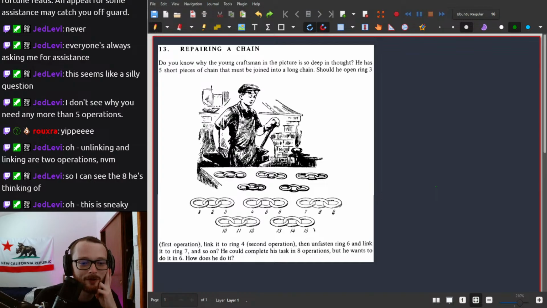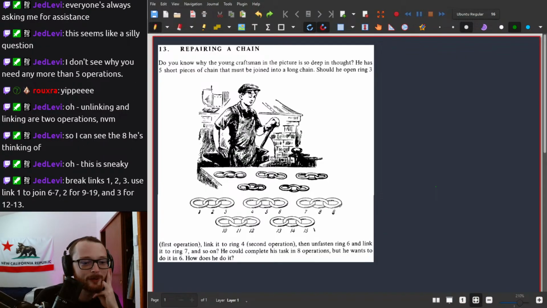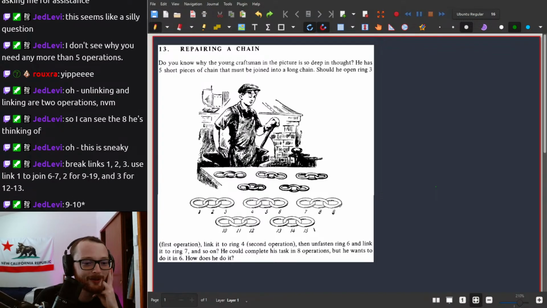How do we save an operation? Break links 1, 2, and 3. Use link 1 to join 6, 7. Okay, so we're breaking all 3. You're saying to use 1. Oh. And so that's 1 break and 1 join. So that's only 2 operations. And then the same thing with 2 for 9 and 10.